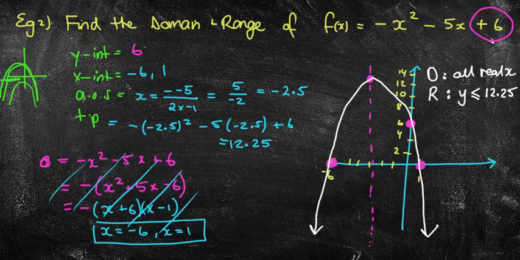Okay, now I know this has been a long tutorial, guys. I do apologize, but I hope that made a bit of sense. I'm both revising how to sketch parabolas, but of course, then how to read your domain and your range from those parabolas.